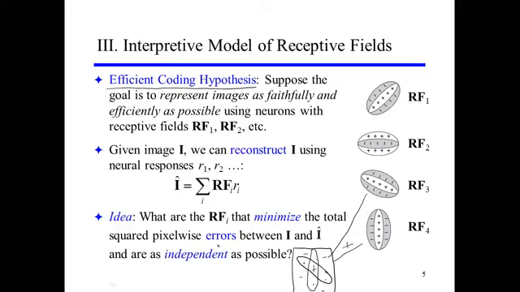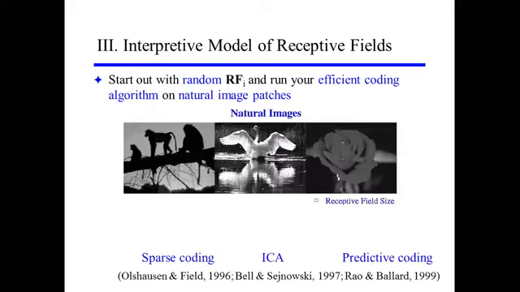And we'll also add an additional constraint. So we want them to be efficient, and so we want these responses, for example, to be as independent as possible. We don't want all the neurons to be firing at the same time, for example. And so we can add the constraint that we want these coefficients or these responses R sub i to be as independent as possible. So given that we have now this optimization criterion, this particular idea of minimizing the total squared pixel-wise errors and also keeping these responses as independent as possible, what are the receptive fields that achieve this objective?